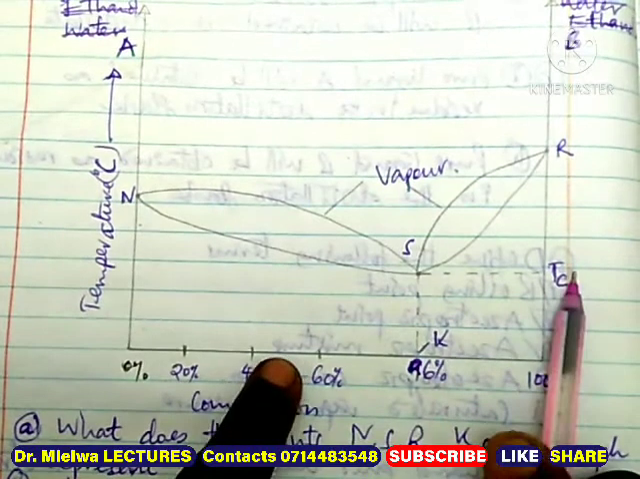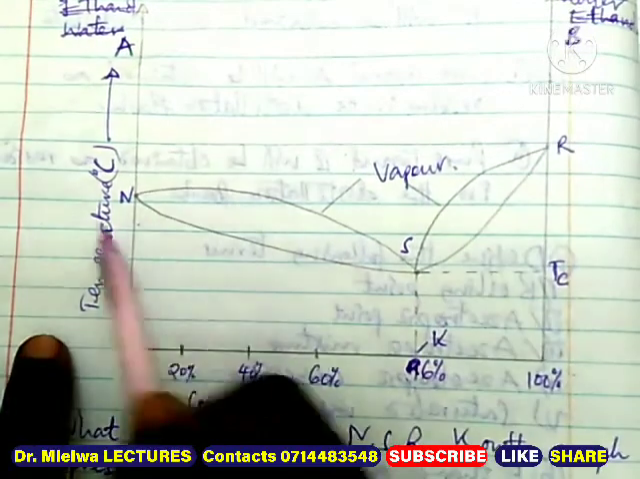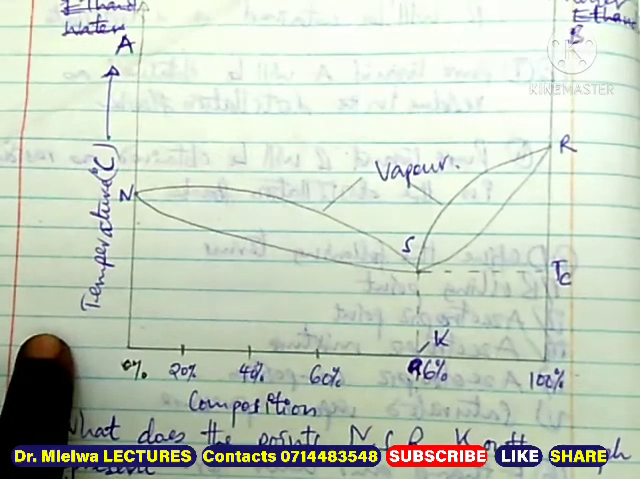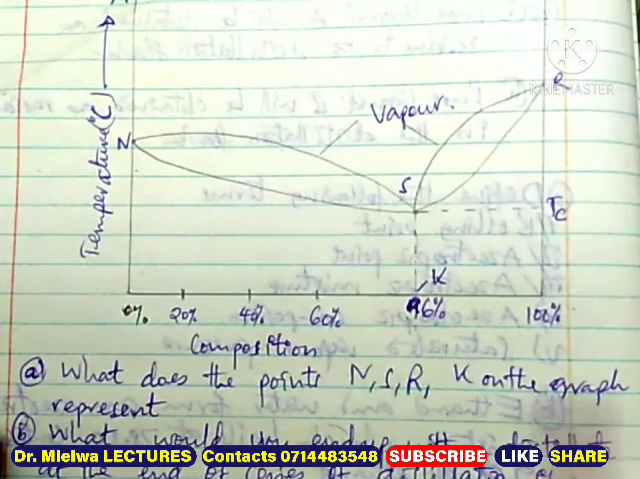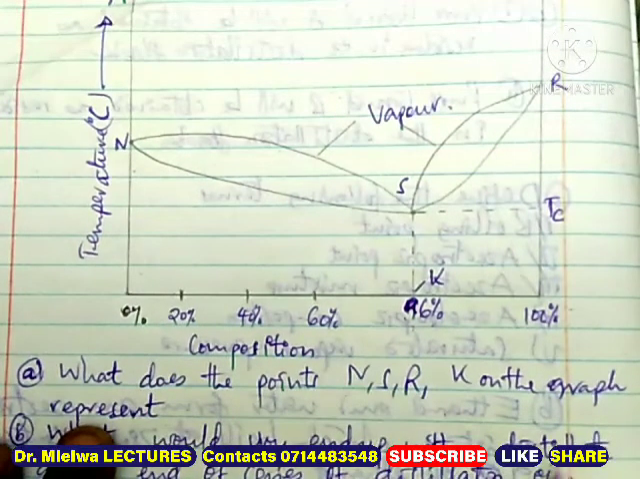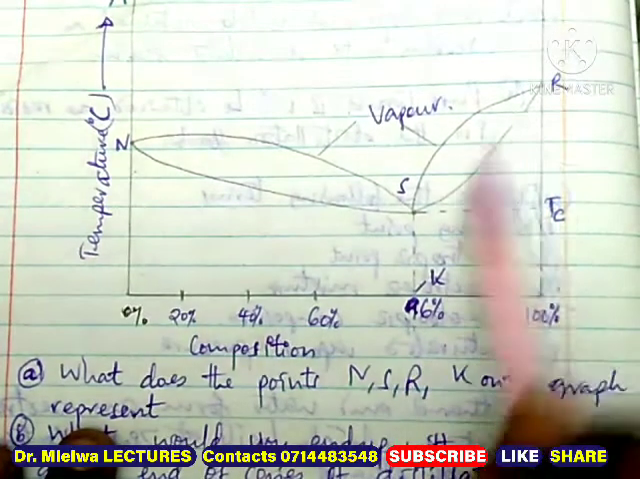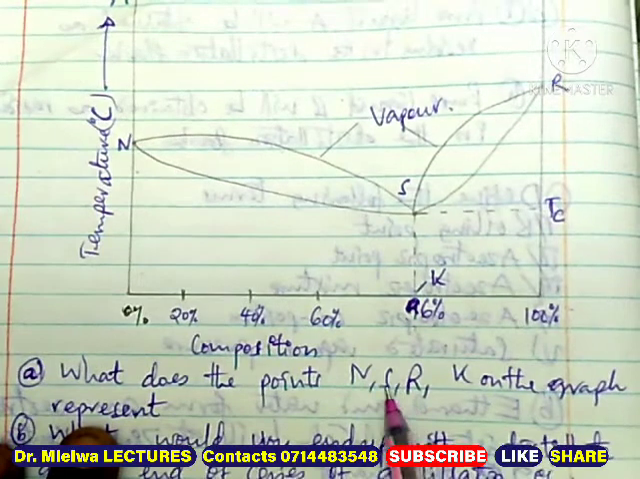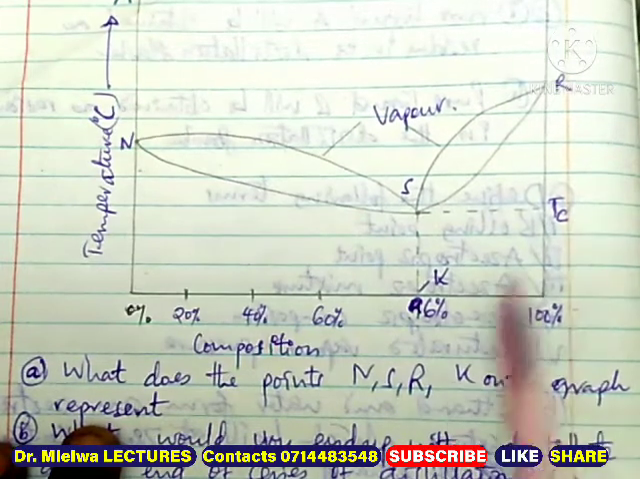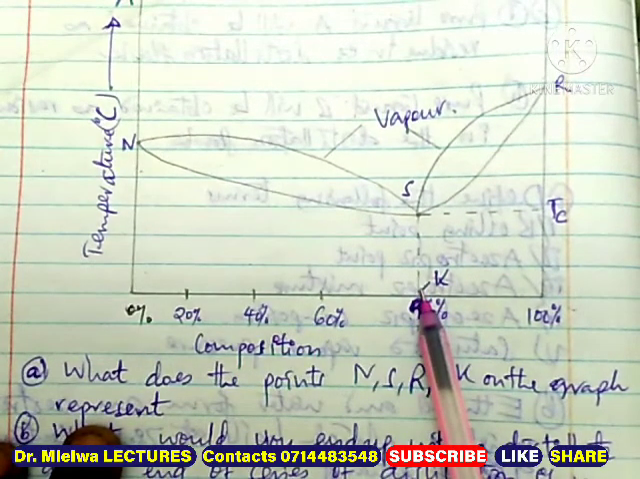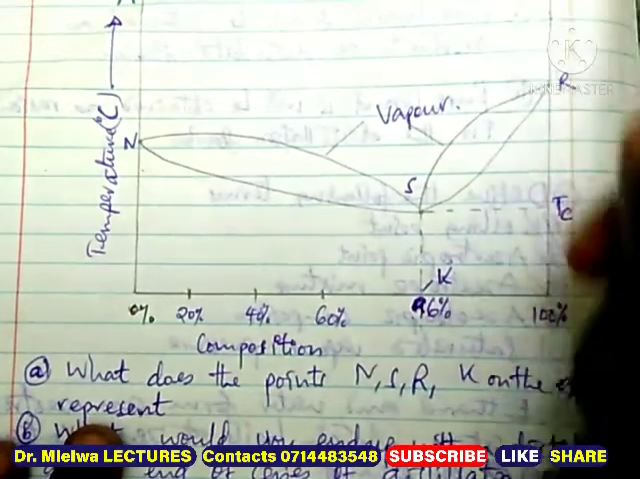But from there we have the isotropic point, which has temperature Tc, we have R which is the boiling point of liquid B and N which is the boiling point of liquid A. So now you are asked what the points N, S, R, K on the graph represent. For example, point N is the boiling point of liquid A. Then point R is the boiling point of liquid B. Point S is the isotropic mixture. Tc is the isotropic point. Then point K is the isotropic composition. Boiling point of liquid A, boiling point of liquid B.